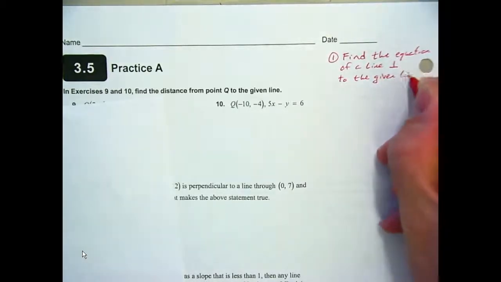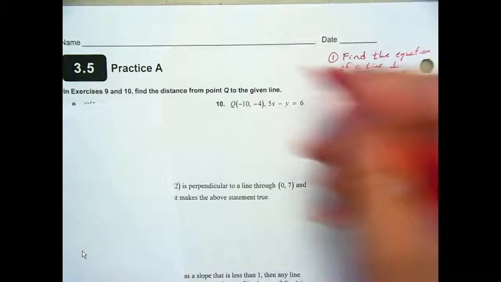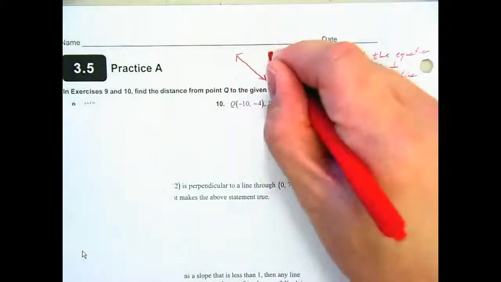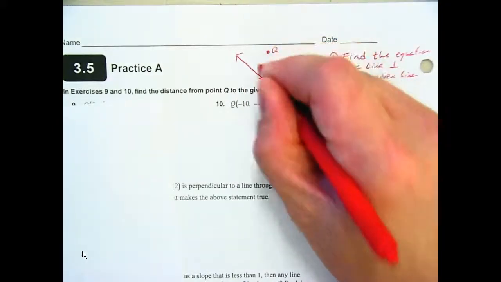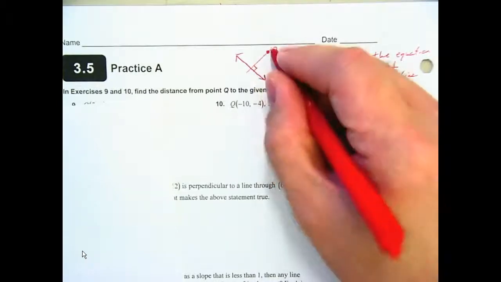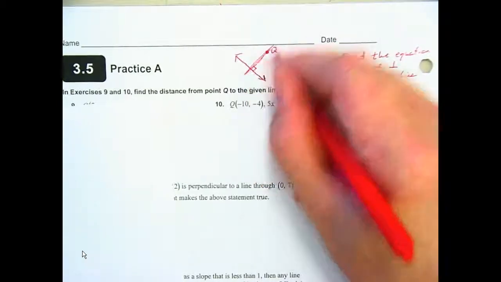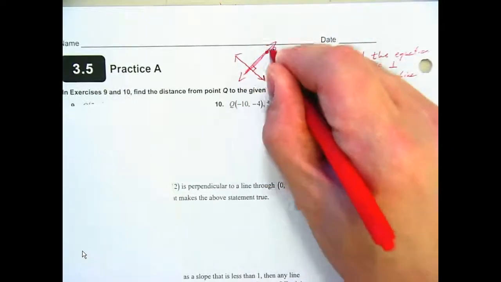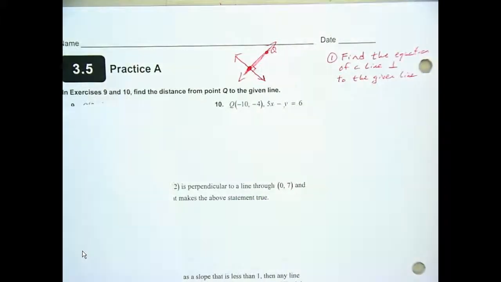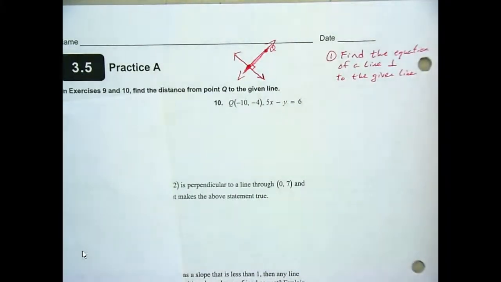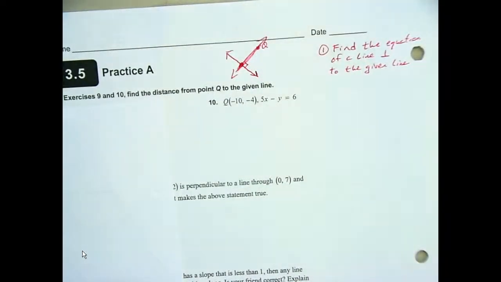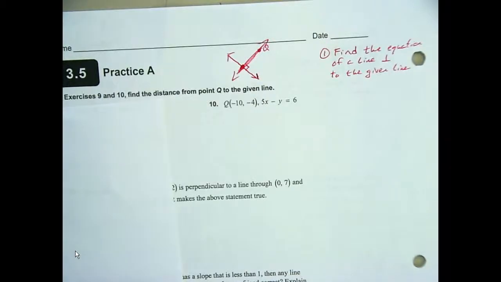Okay, and the reason we have to do that, remember, is because if our equation is like this, and point Q is over here, the distance from point Q to that line is a perpendicular line. So we need to find the equation of this line, and then we have to find the coordinate where they intersect. So first step, find the equation of the line. And remember, if it's perpendicular, remember what we know about the slope there. Okay, so go ahead and find that equation.